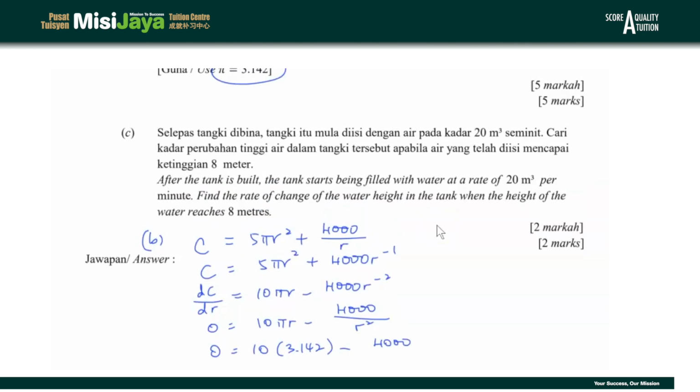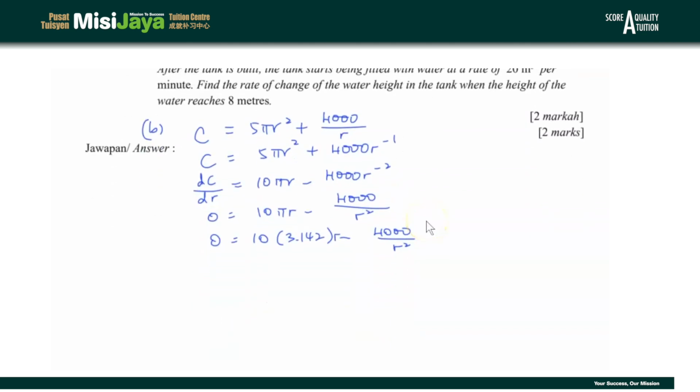Okay, before that, we have the r here. Then 4,000 over r square. Okay, so we have to solve this one. So 0 equals to, when we times inside, so it becomes 31.42r minus 4,000 over r square. Okay, so now we got to get rid of our r square at the bottom. So all the terms times r square. So it becomes 0. Then this will be 31.42 r cubed minus 4,000.